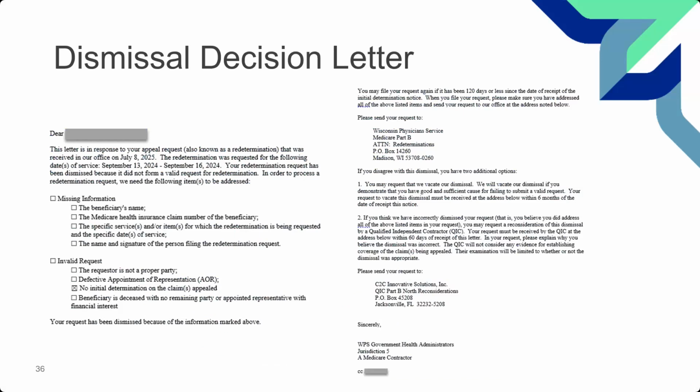The letter also provides you with actions that can be taken. Your request must be filed again if it has been 120 days or less since the initial determination. Or if you disagree with the dismissal, then you're provided with two options. You can request to vacate your dismissal or ask for a reconsideration of this dismissal. And then the letter is going to provide you the address for the QIC if you choose to proceed with one of those options.